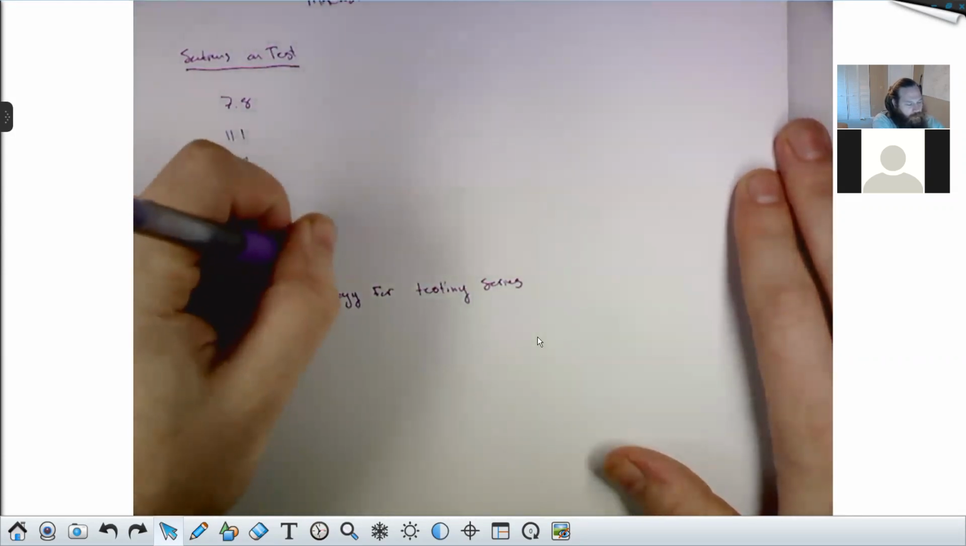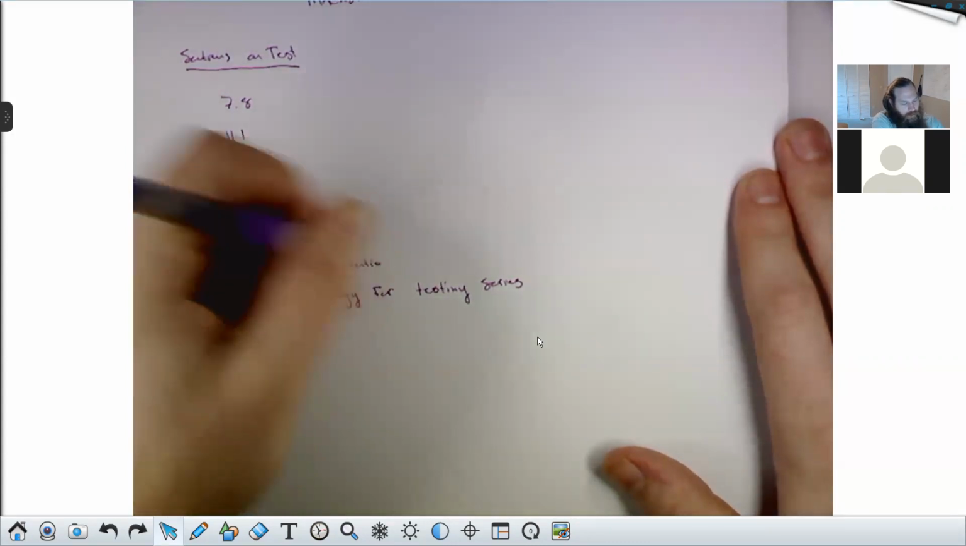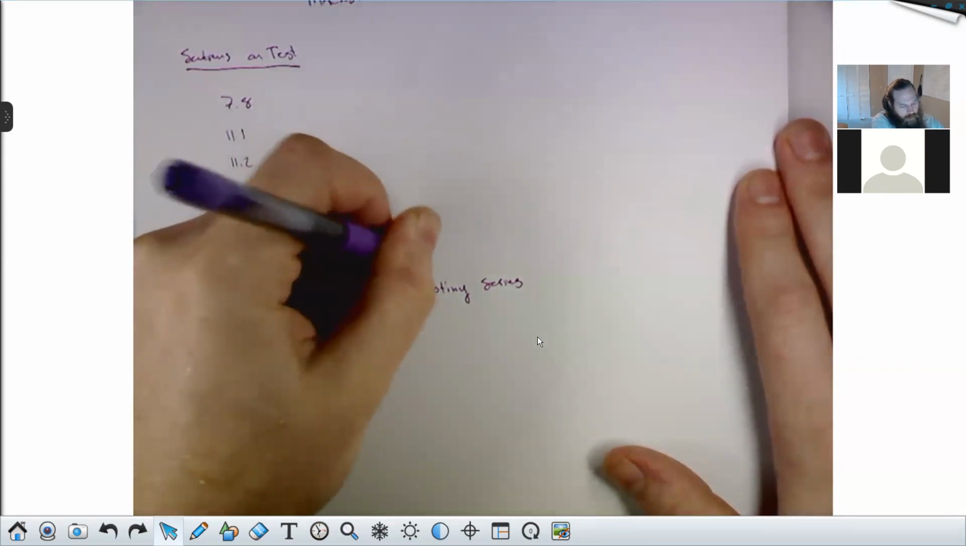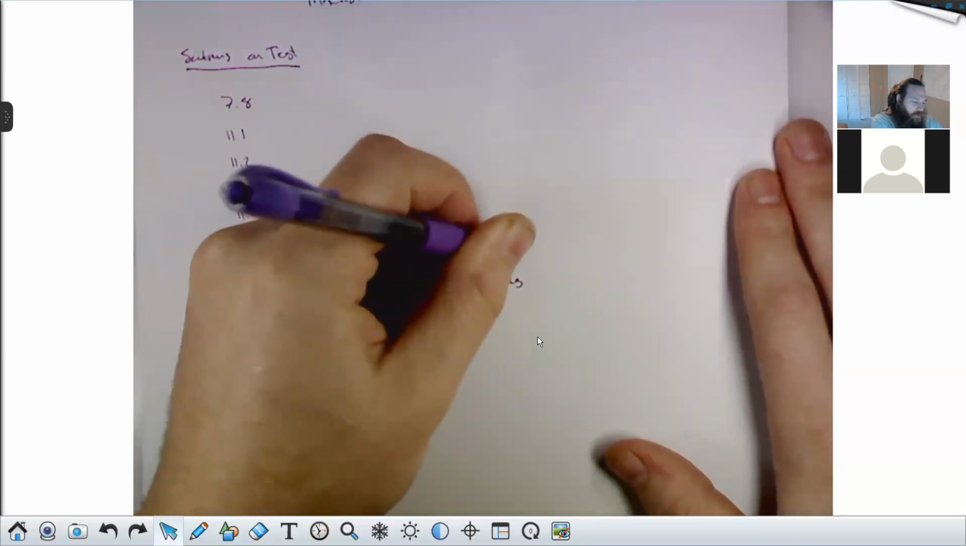11.6 is on the root and ratio tests. And the concept of absolute convergence.